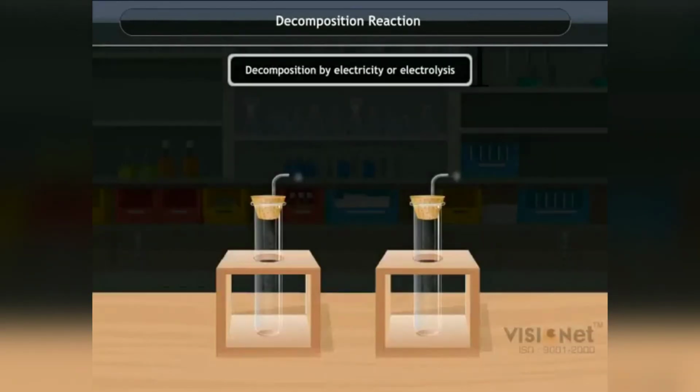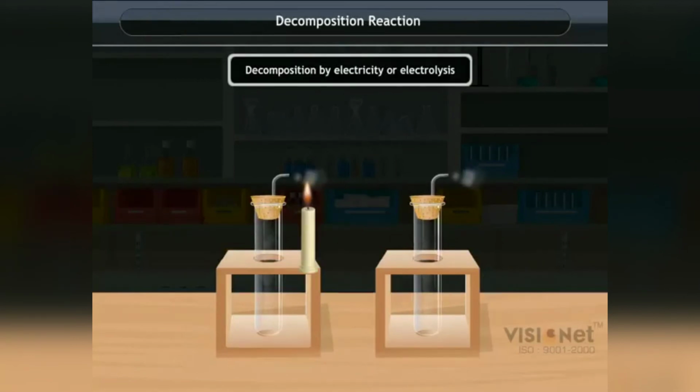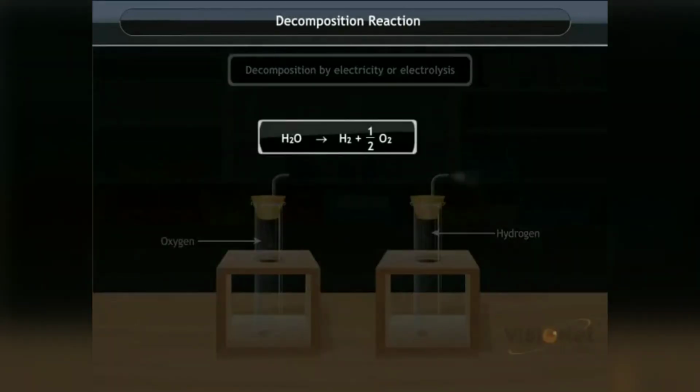Remove both test tubes carefully. Test these gases one by one by bringing a burning candle close to the mouth of the test tubes. One tube helps the burning of the candle while the other tube burns with a blast. From this activity we can say that one tube contains oxygen and the other contains hydrogen. Thus we can conclude that water is decomposed by electricity into hydrogen and oxygen gas.